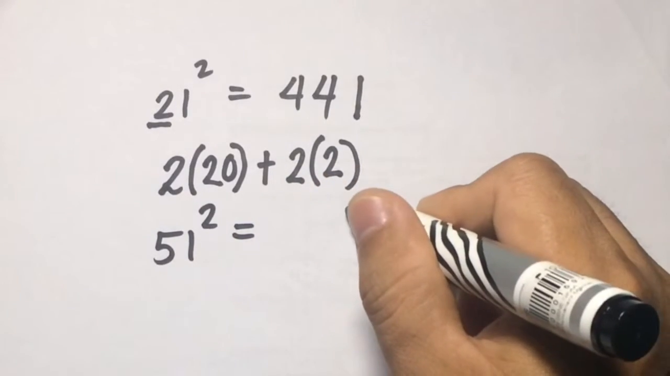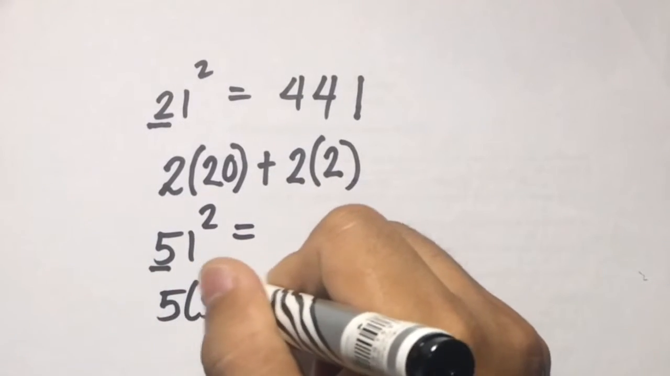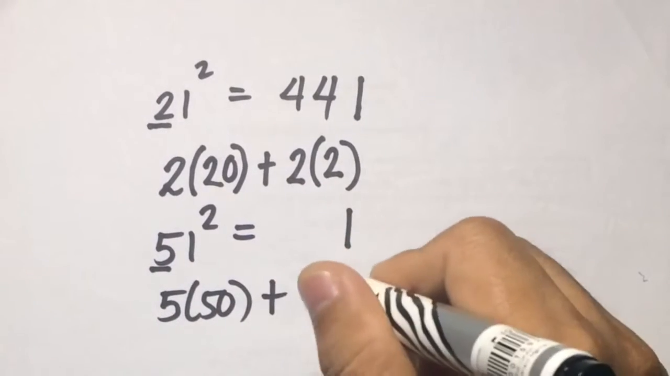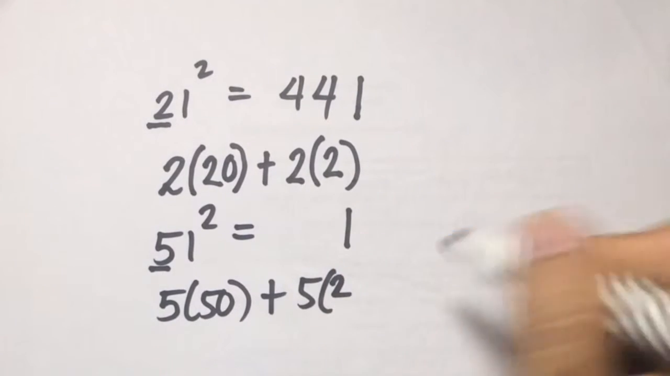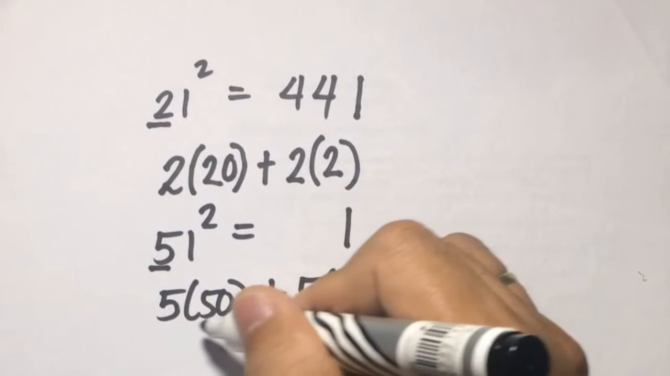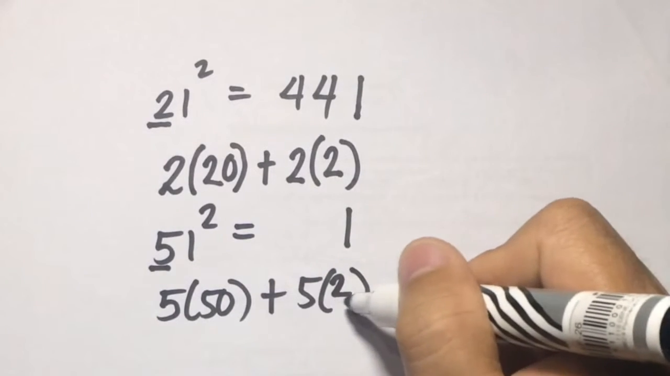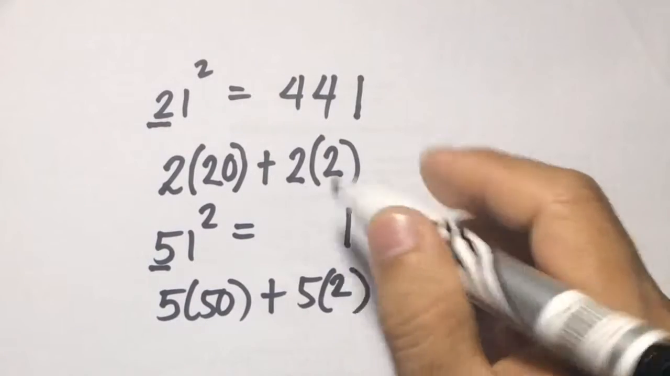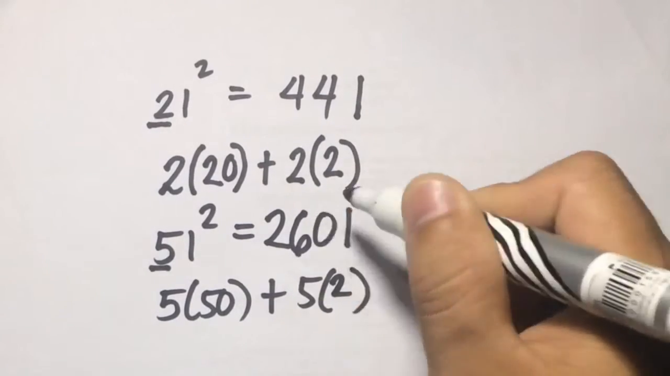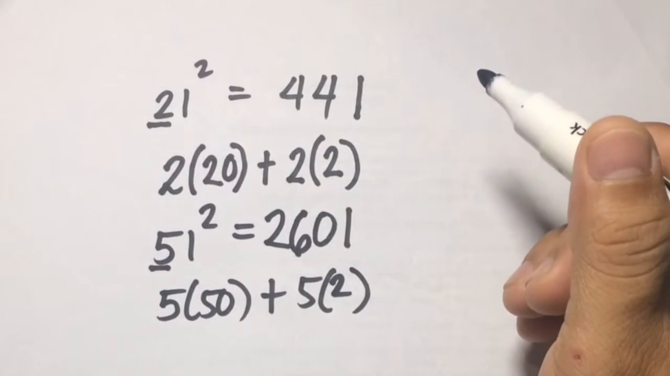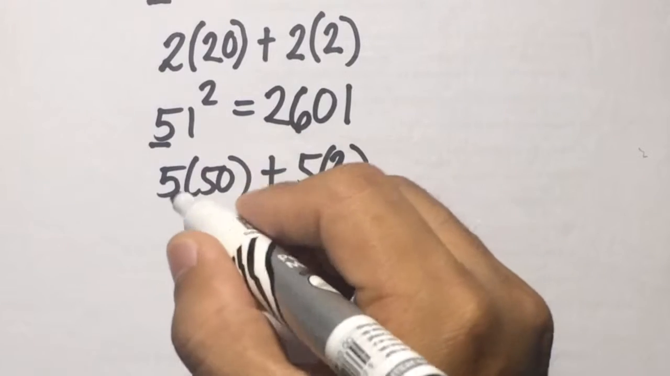So again, we're going to put here 1. Then the first digit is 5. So this is 5 times 50, then plus 5 times 2. So 5 times 50 is 250. Then 5 times 2 is 10. So 250 plus 10 is 260. So we're going to have 51 squared as 2,601. Let's have the next one.